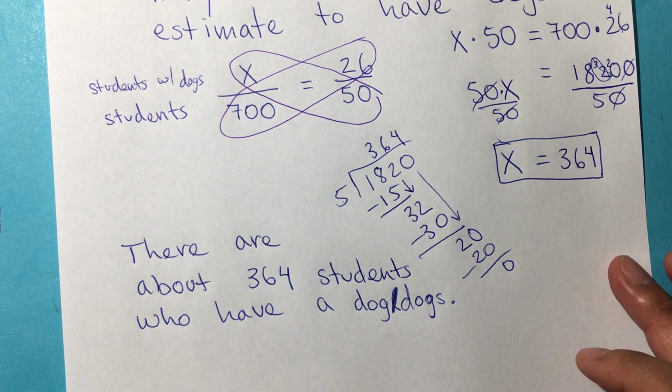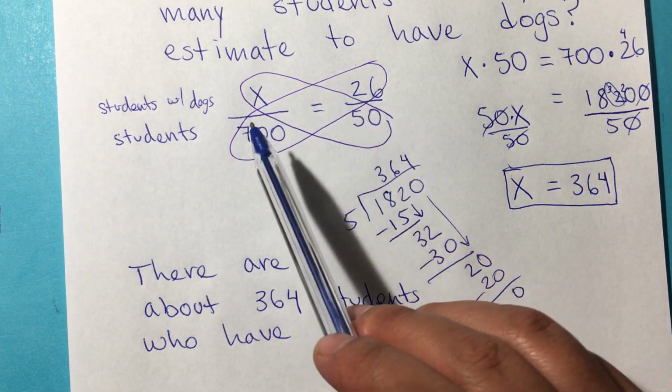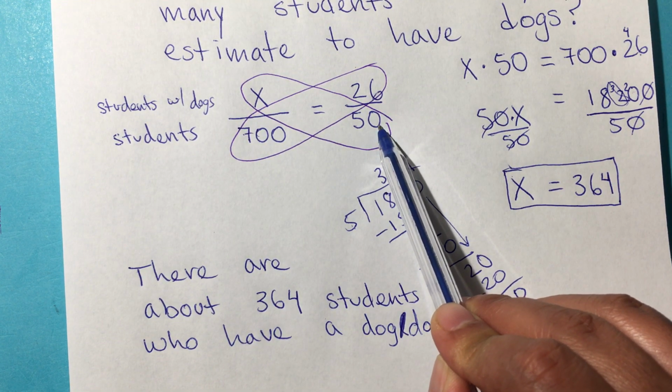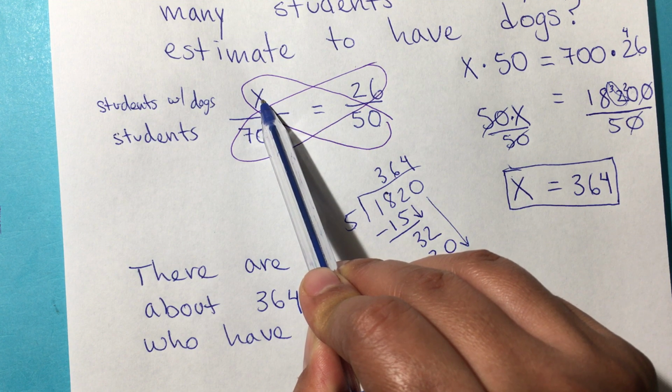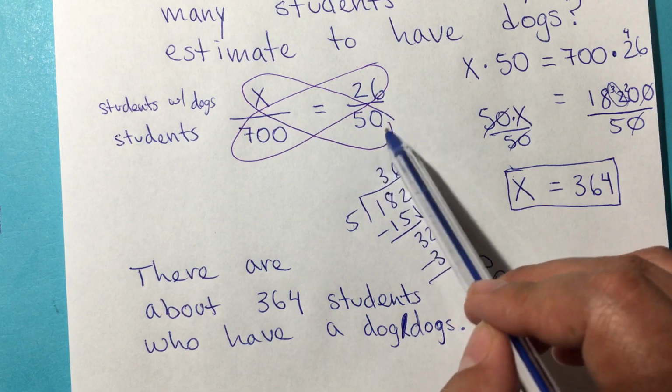So that's how we use proportions, and again, it's super important that we align the total number of students, the total number of students surveyed, the total number possible of students having a dog, and the total number of students who do have a dog of those who are surveyed.